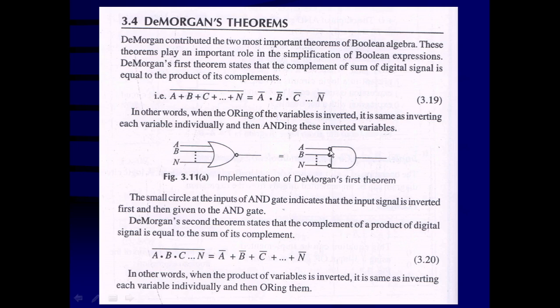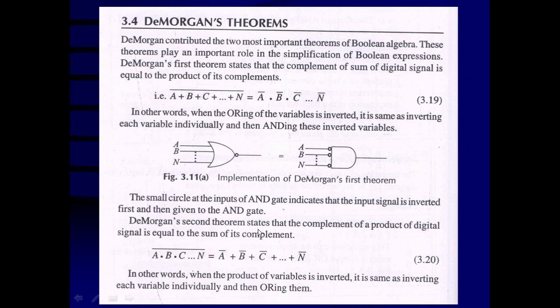The bubble prior to the AND gate indicates that the inputs are inverted through the inverter. The complete triangle and bubble is not shown, only the bubble is shown. This indicates a bubbled AND gate. So the NOR gate is converted into the bubbled AND gate and they are equivalent to each other. Their truth tables are identical. The small circle at the input of the AND gate indicates that the input signal is inverted first and then given to the AND gate.